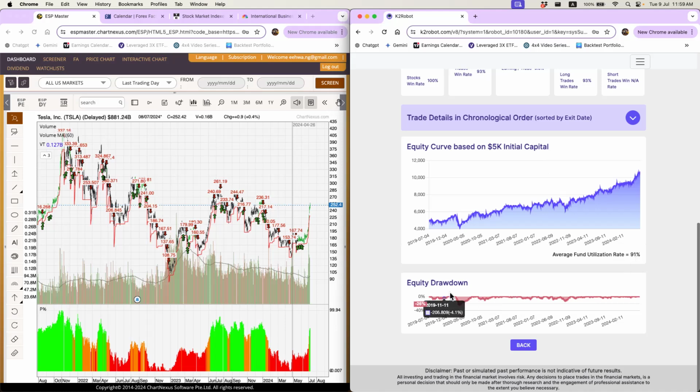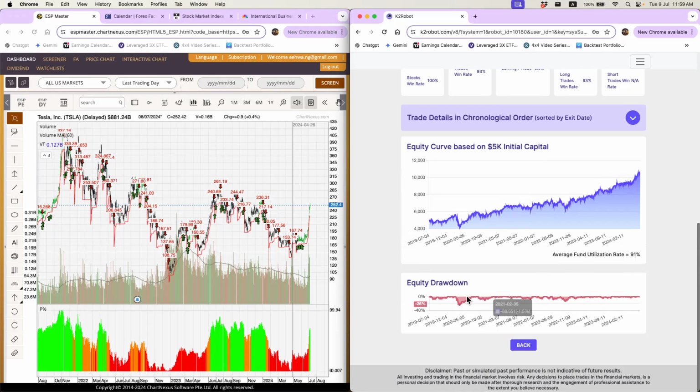And also the equity drawdown, please take note of this. Throughout the trading period from 2019 until 2024, there are periods of drawdown. No strategy in the world doesn't have any drawdown. The worst drawdown was during COVID. This strategy will draw down 26%.